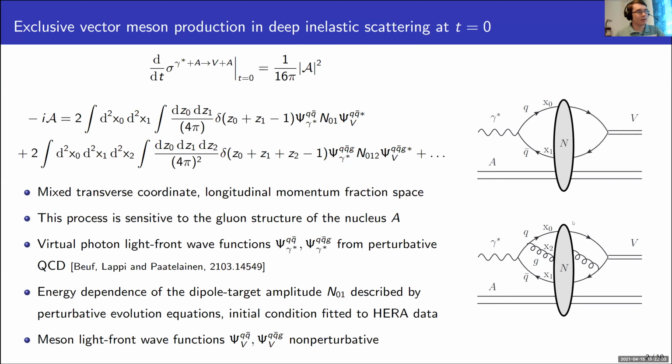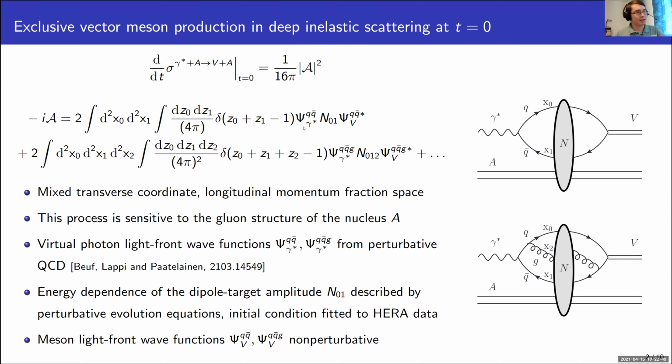These Feynman diagrams are described in the production amplitude by the first and second rows. Here we need the photon wave function, the dipole-target scattering amplitude N, and the meson wave function. We are working in a mixed space of coordinates: in the transverse plane, we have the transverse position coordinates x, and for the longitudinal direction, we have the momentum fraction z. This process is interesting because the dipole amplitude depends on the gluon structure of the nucleus, so it provides a probe of the nuclear structure.